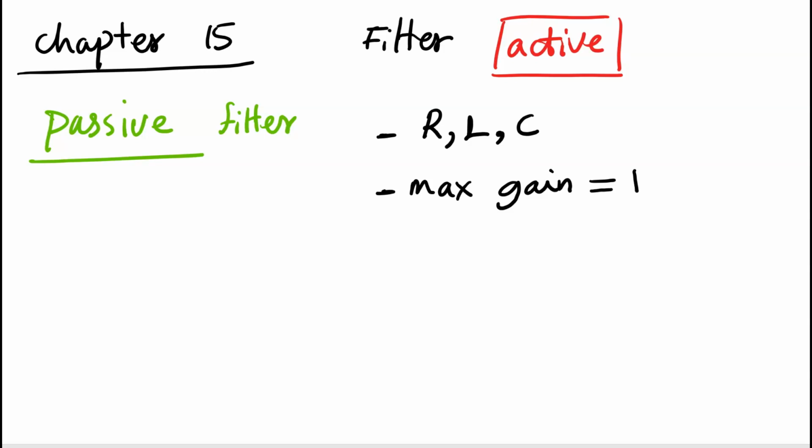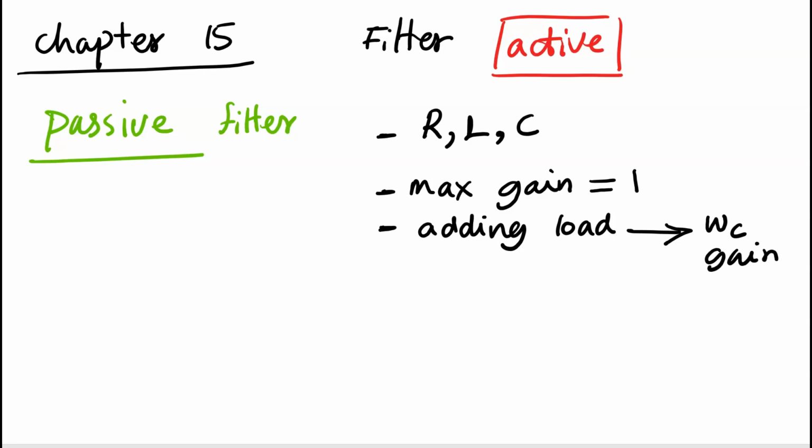Another characteristic of passive filter is that if you add a load, the load can change the characteristic of the filter. You saw that in the last examples of chapter 14. So adding load can change the characteristic of the filter, such as omega C or gain. So the cutoff frequency can be affected. The gain can change if we add a load to a passive filter.